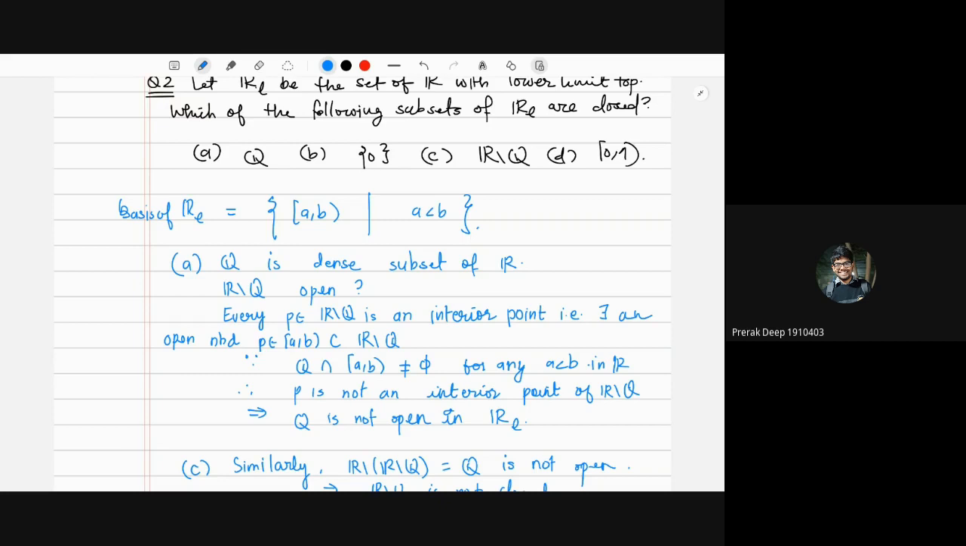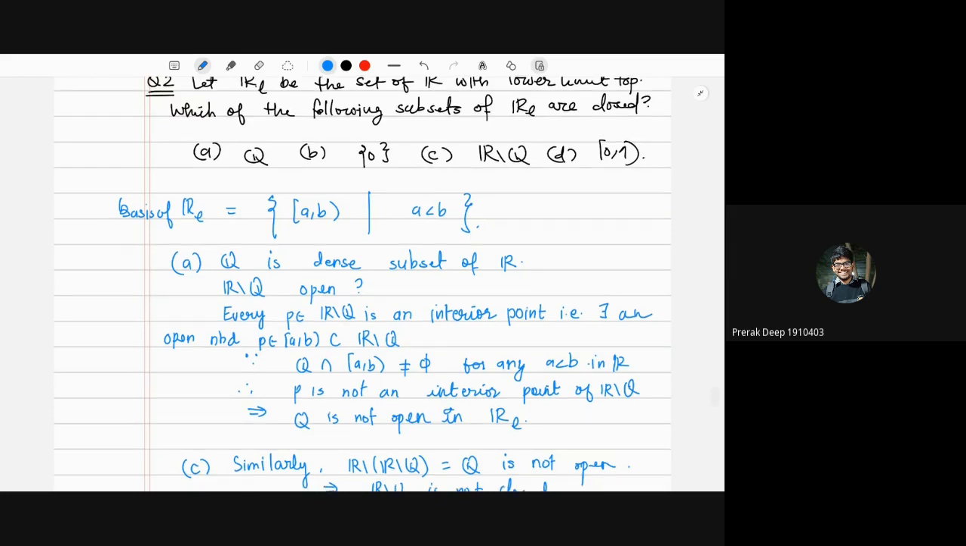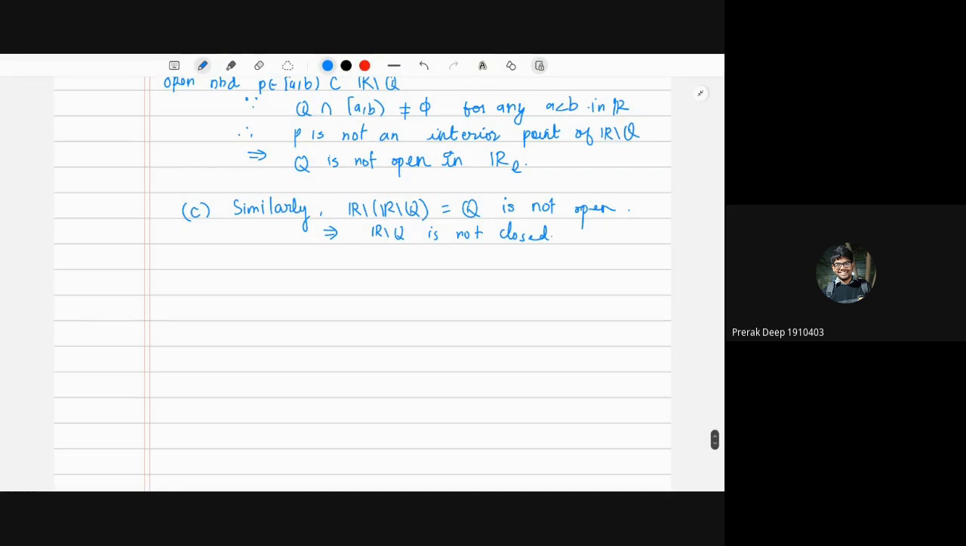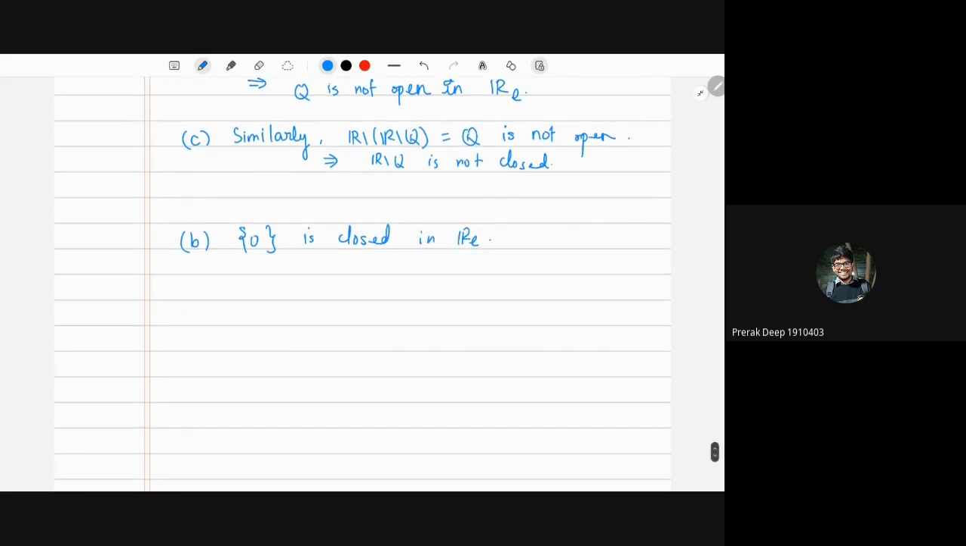Yes, B is the correct answer. B, and D is also. Okay, so let us look at why. First, let us see why 0 is closed in RL. If I look at the complement, it will look like minus infinity to 0 union with 0 to infinity, right? And now we need to say that both of them are open subsets of RL.